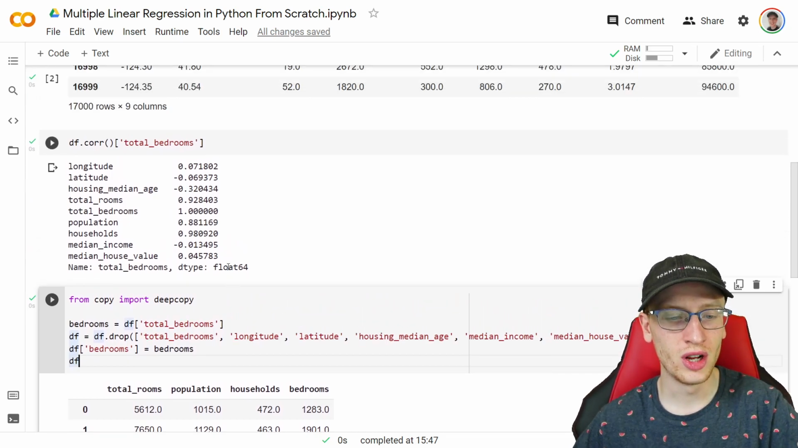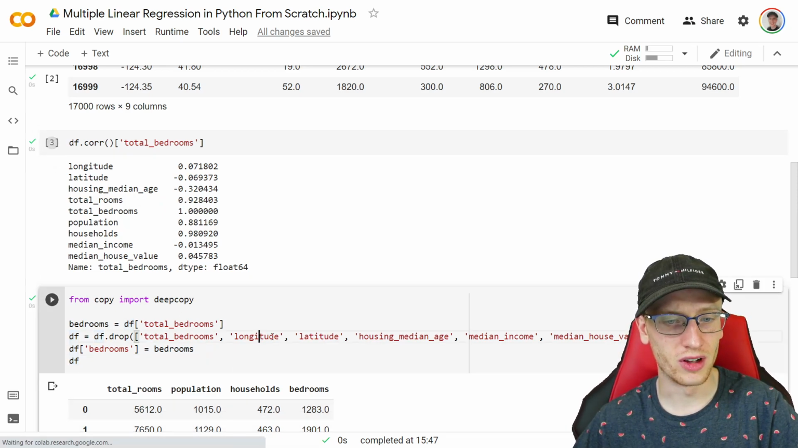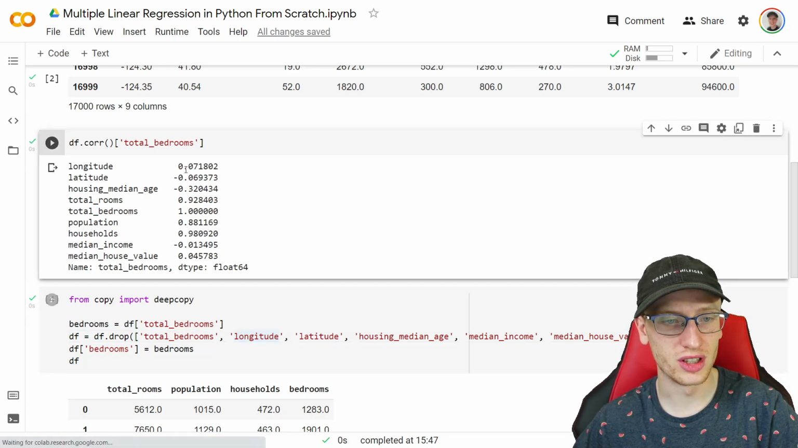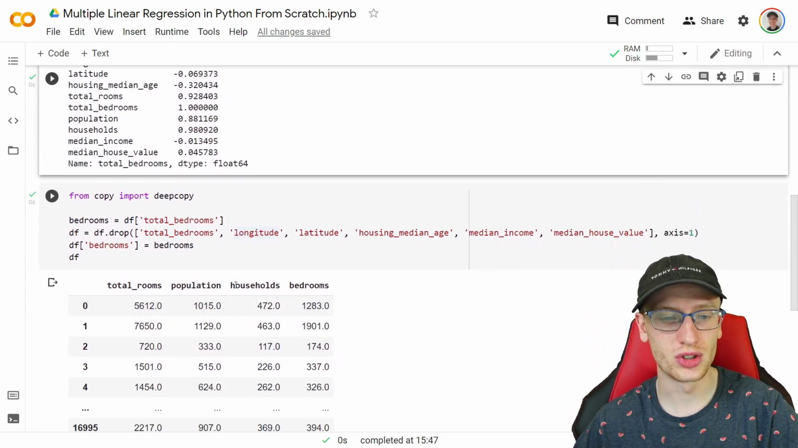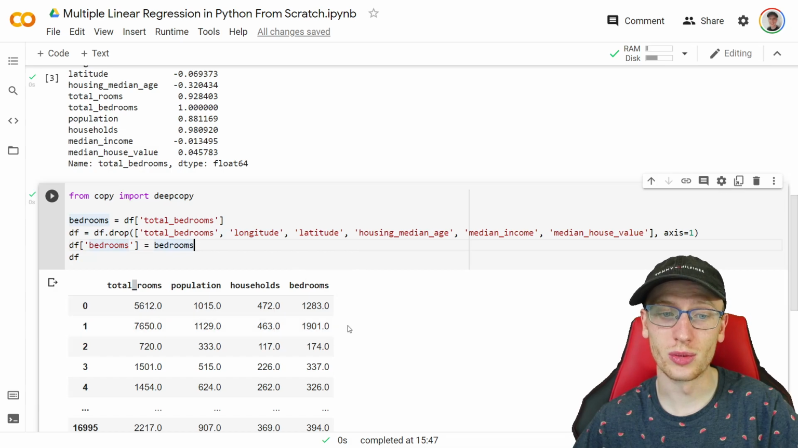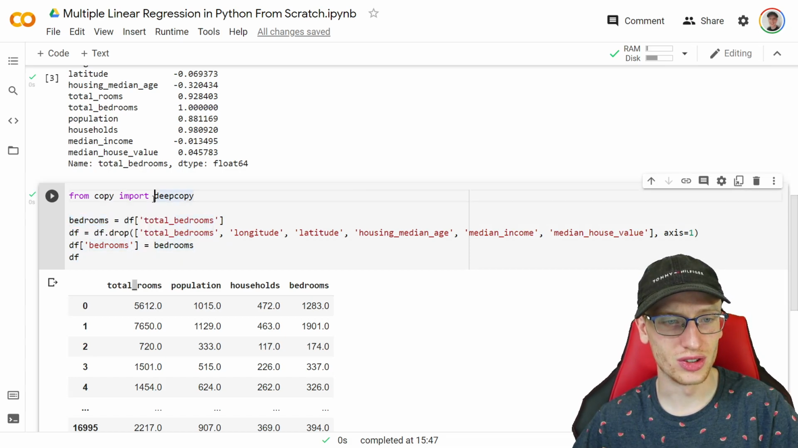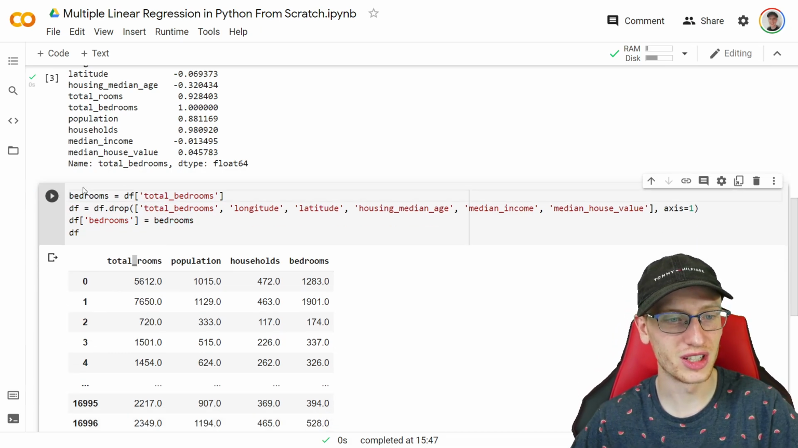And so why did we do this? Well, I only grabbed the ones that have a strong correlation. I have total rooms, 0.92. I got rid of longitude and latitude because they had very small values, very close to zero. We only kept the ones with a strong correlation. Total rooms has 0.92, population has 0.88, households has 0.98, and I got rid of the other ones. I just kept that in a variable, and actually I never even used this copy, so I don't really know why I kept that around. I don't think I ever used that.